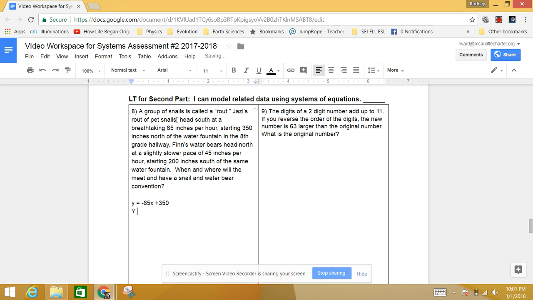They are going north at 45 inches per hour. So they have a rate of 45 inches per hour. And they started 200 inches south of the water fountain.